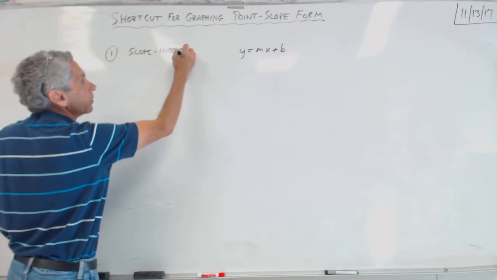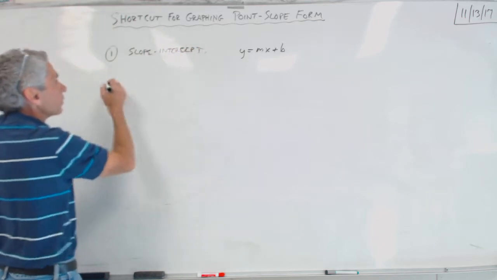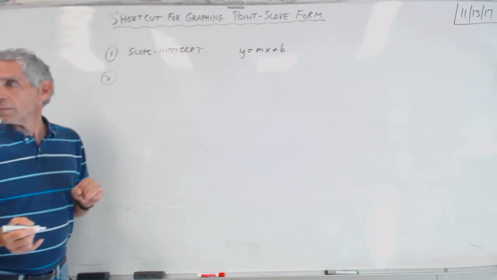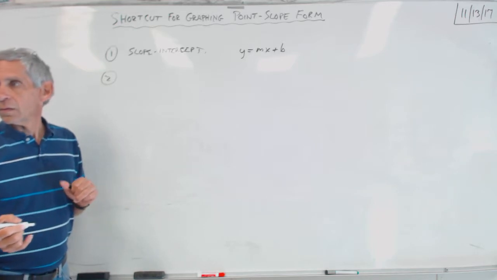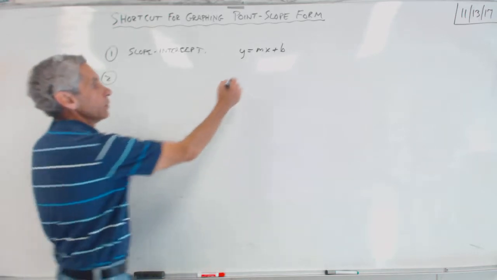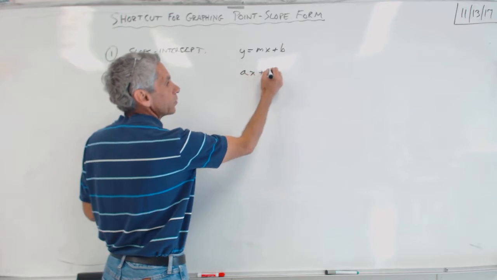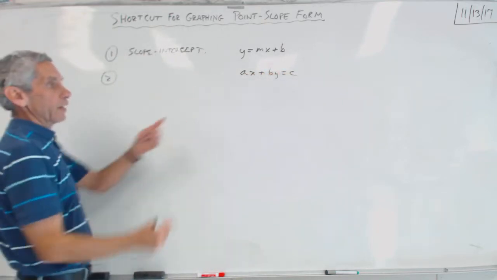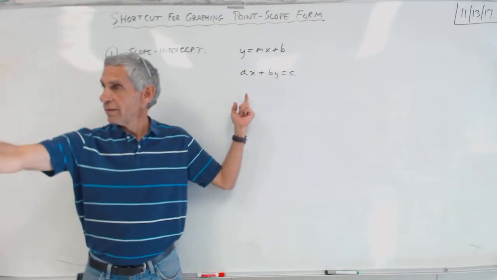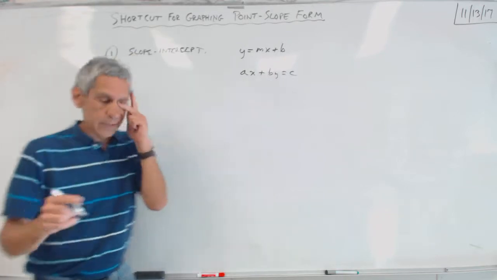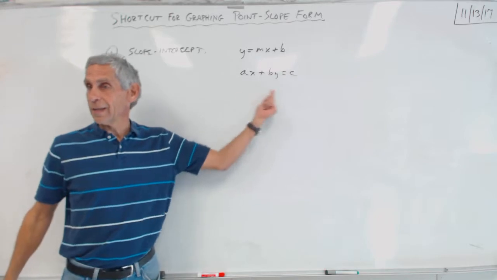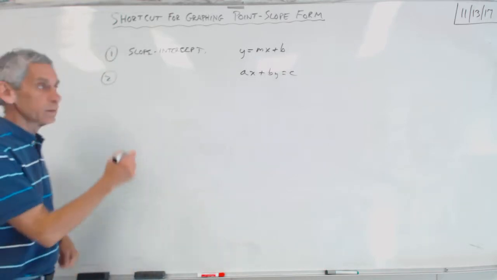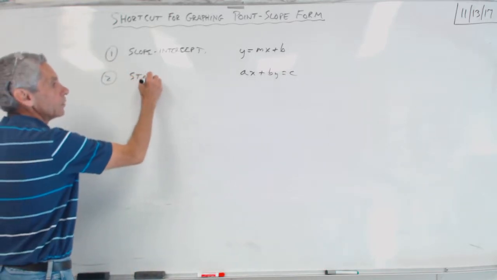And the next one is ax plus by equals c, right? And that is called the standard form, because x and y are standing on the same side of the equal sign. So that's called the standard form.